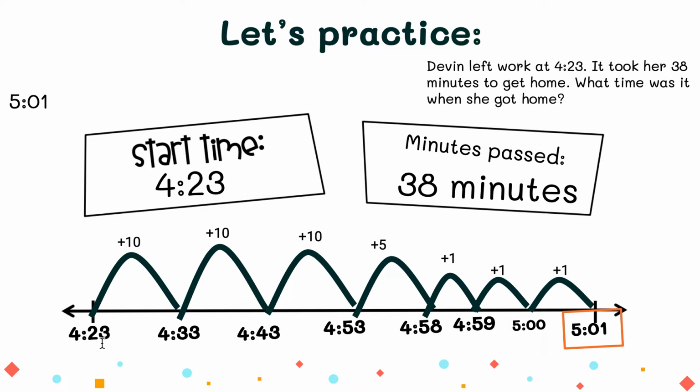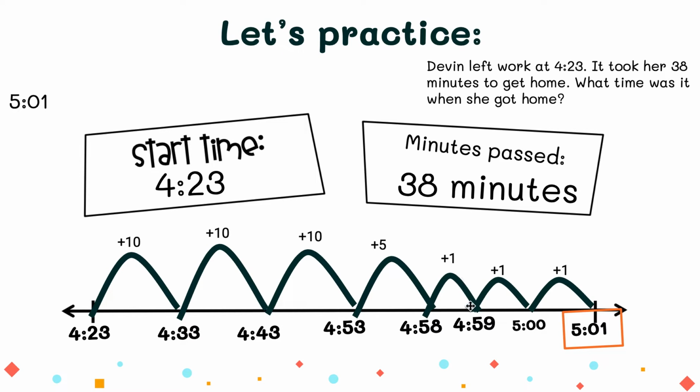So our start time was 4:23 and we're going to add our hill jump of 10 minutes and we end up at 4:33. Our next jump is a 10 jump and we land at 4:43. Now I've only done 20 minutes of the 38, so I still have a bit to go. So add 10 more minutes and now we're at 4:53. So we've done 30 of the 38 minutes, so we have 8 minutes left to show. We're going to add 5 more minutes and we land at 4:58. So now we have 35 minutes and have 3 minutes left.